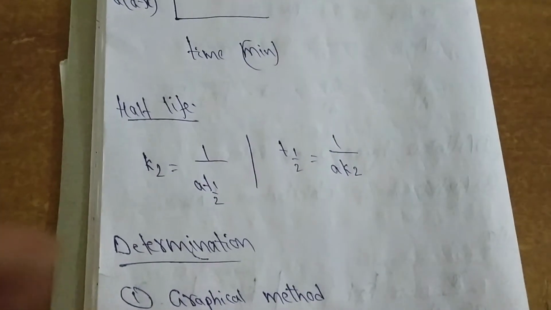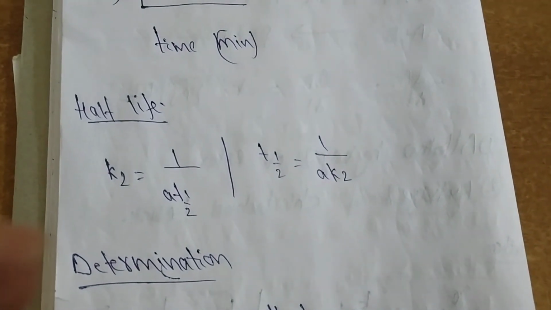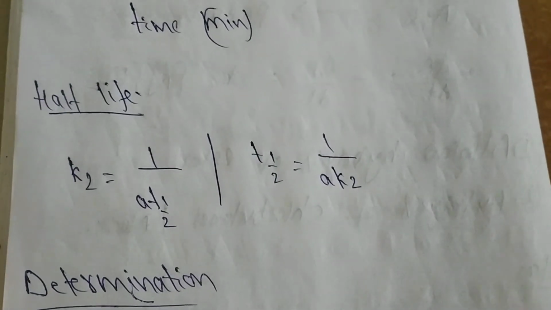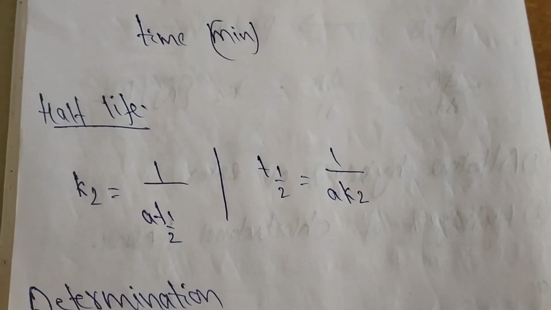For half life, K is equal to 1 by a t half. So t half is equal to 1 by a K2. The second order half life equation is t half is equal to 1 by a K2.